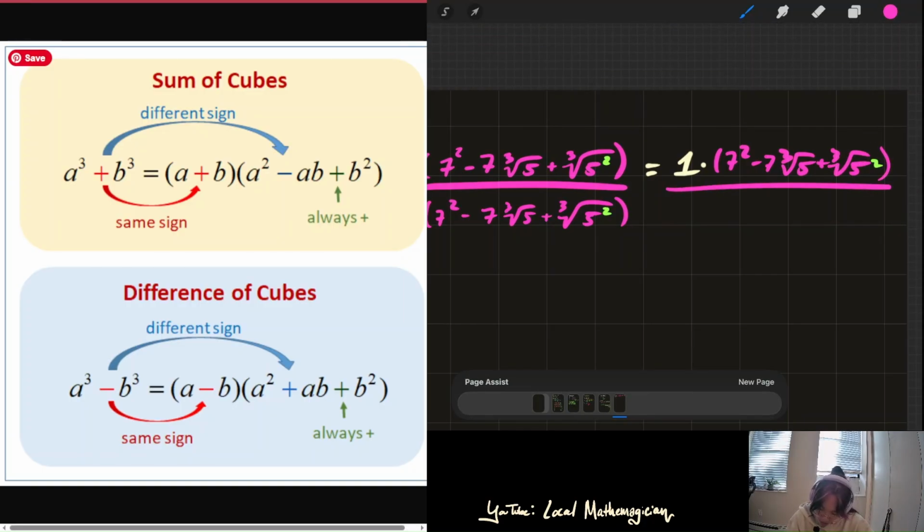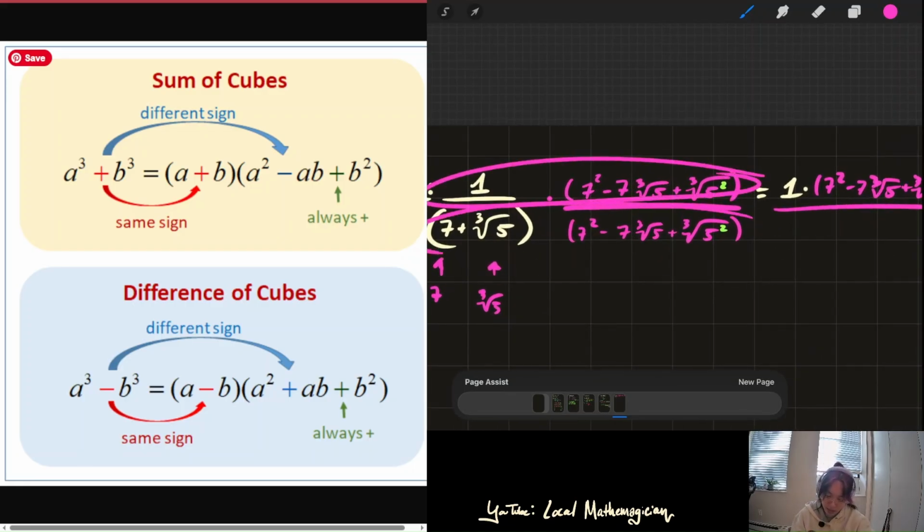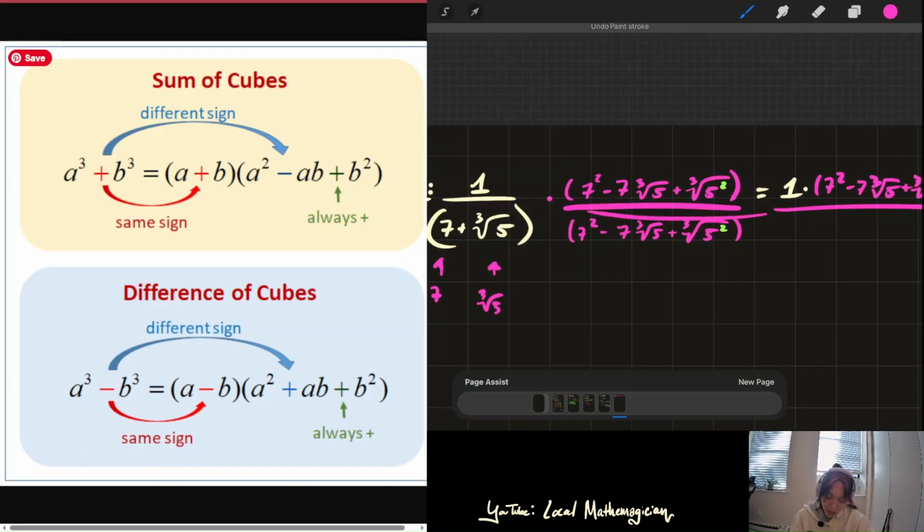Close. All over what? Remember, we're multiplying across, right? Well, the bottom right here should look just like that. Yeah? It should give you a cubed plus b cubed. What's a cubed? 7 cubed. I don't care what that is. Do you? No, of course you don't.